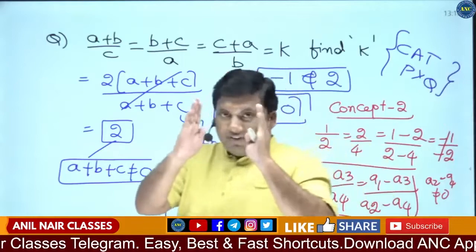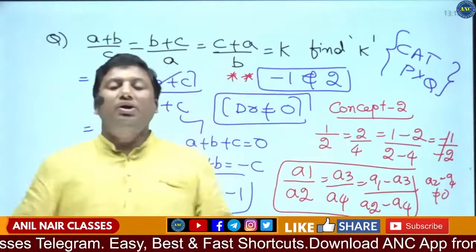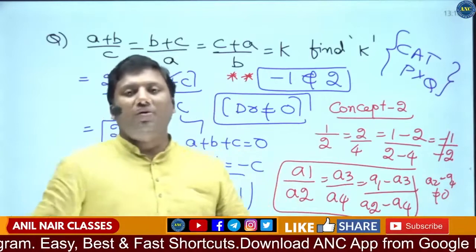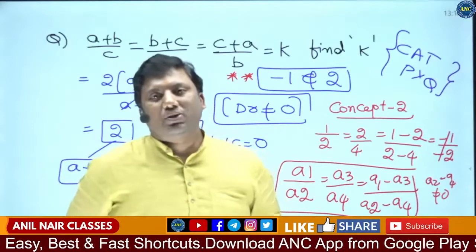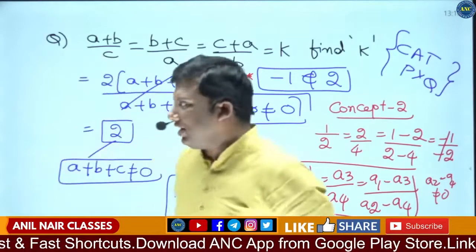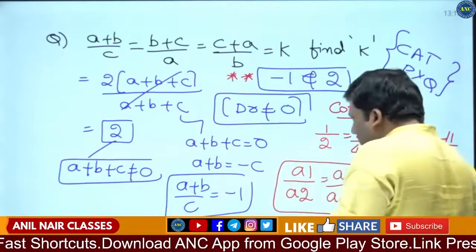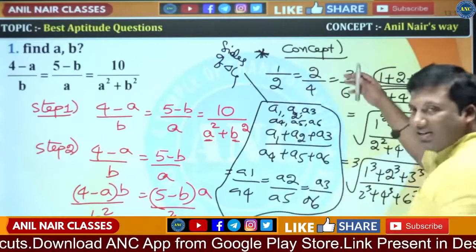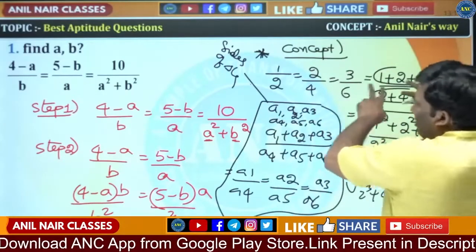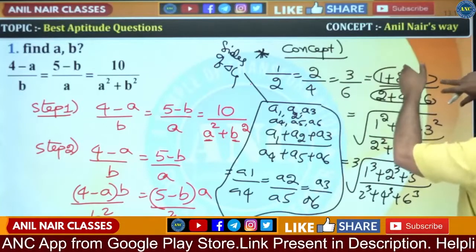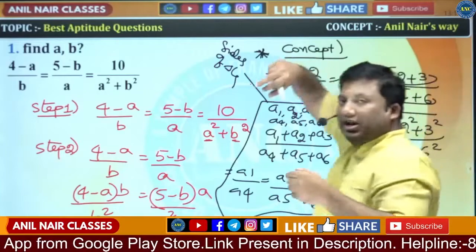If two fractions are given, it is equivalent to the sum of the numerators by the sum of the denominators. It is also equivalent to the difference in the numerators by the difference in the denominators. So what we did, we stopped here. We have discussed the concept. If different fractions are there, sum of the numerators by sum of the denominators.